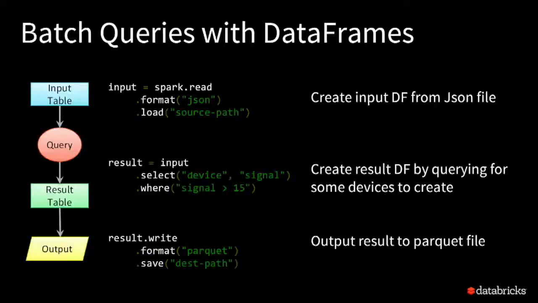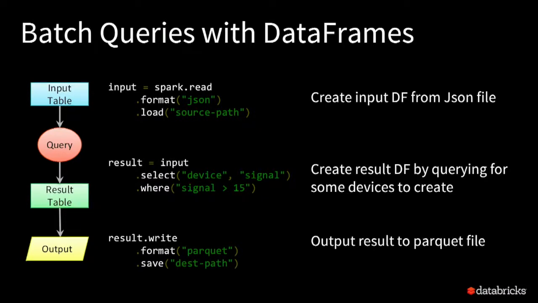Anyways, to give you an example of how DataFrames look, here is a simple batch query that reads from a JSON file, selects some columns and writes it out to a Parquet file. This is what the query would look like. So you essentially have something that defines the input, something that defines the query and the final result, and the result.write in the third code snippet says how you want to write out the result to an external system, in this case Parquet at a destination path.